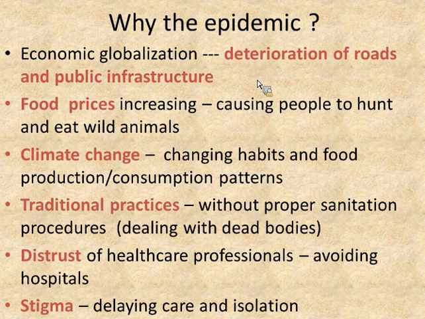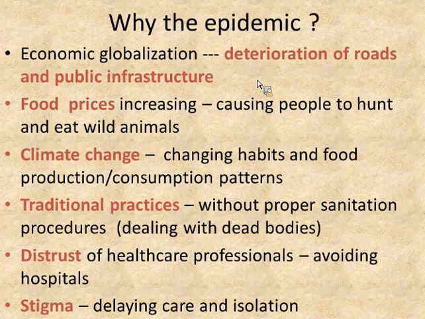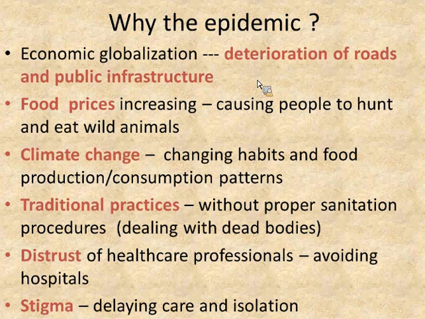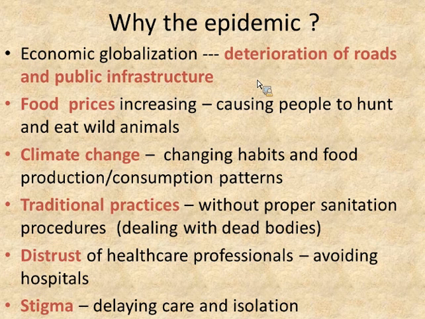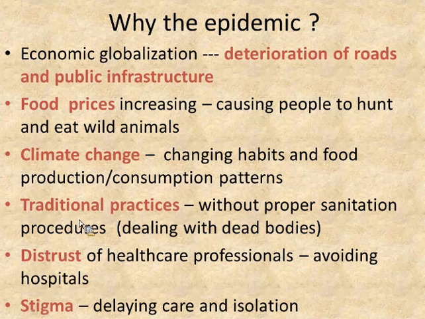Where these outbreaks start, there's been deterioration of roads and public infrastructure. When food prices have been going up, and when people can't afford to go out to the Safeway and buy their food, they turn to hunting wild animals and cooking them and eating them, which was a factor in this epidemic. Climate change, changing the habitats, both in terms of food production and consumption patterns and more contact. And traditional practices without proper sanitation.